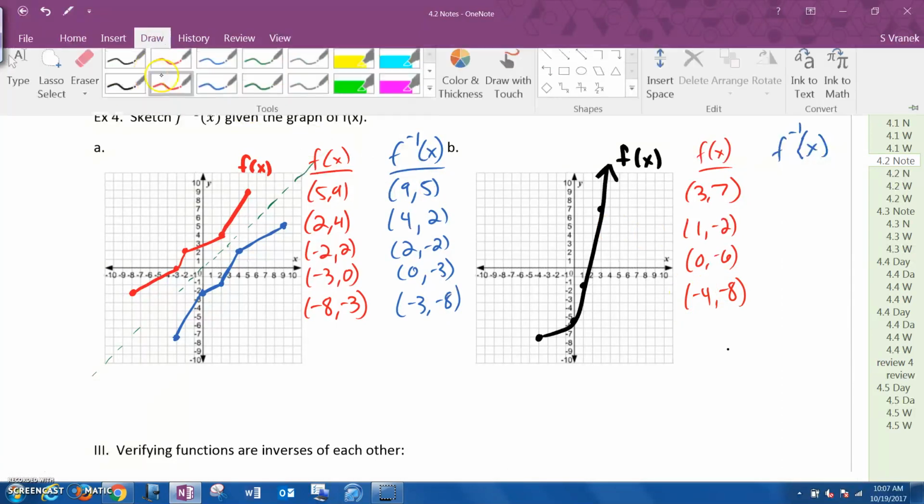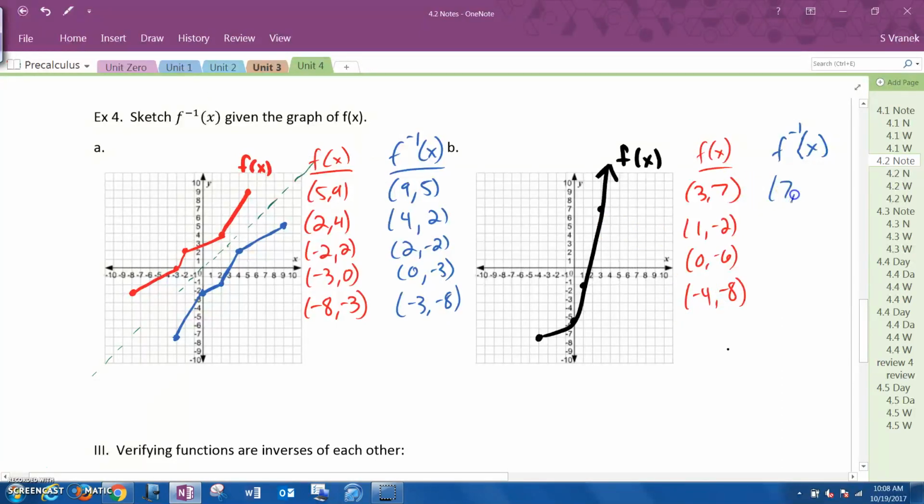So we switch the points up. We get (7, 3), (-2, 1), (-6, 0), and (-8, -4). So now I graph (7, 3), (-2, 1). Oh, sorry, that's (-2, 1). That didn't make sense to me. I was like, why is the next point lower? Then (-6, 0), and (-8, -4).